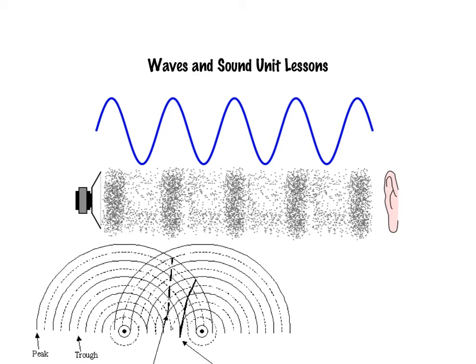We are now branching into the sound part of our waves and sound unit. So we spent a lot of time talking about mechanical waves, and now we're going to specifically talk about sound waves. And keep in mind all along that sound is a longitudinal wave, even though it might output to us in different forms, like on an oscilloscope as crests and troughs, and it'll look like a transverse wave. It's a compressional wave.